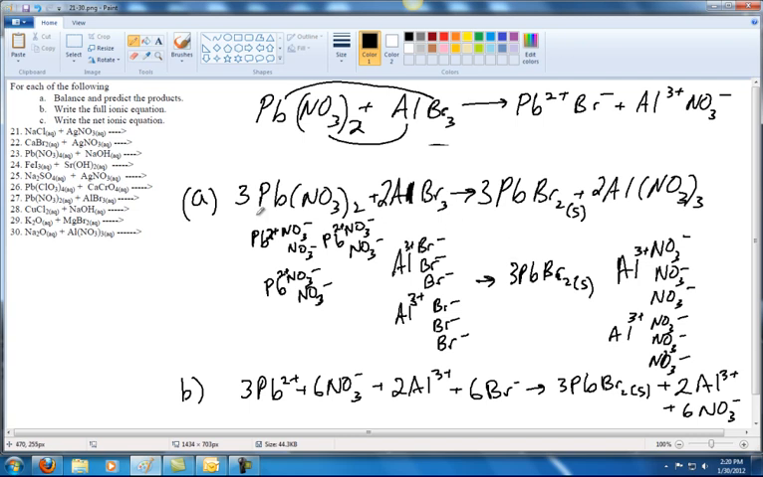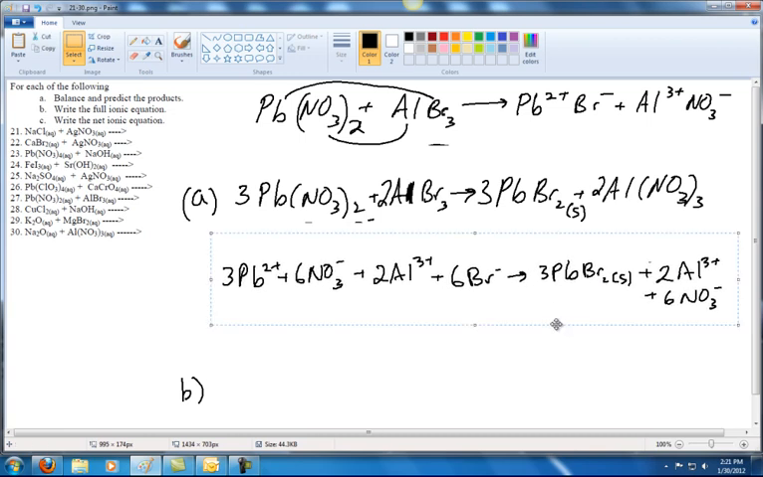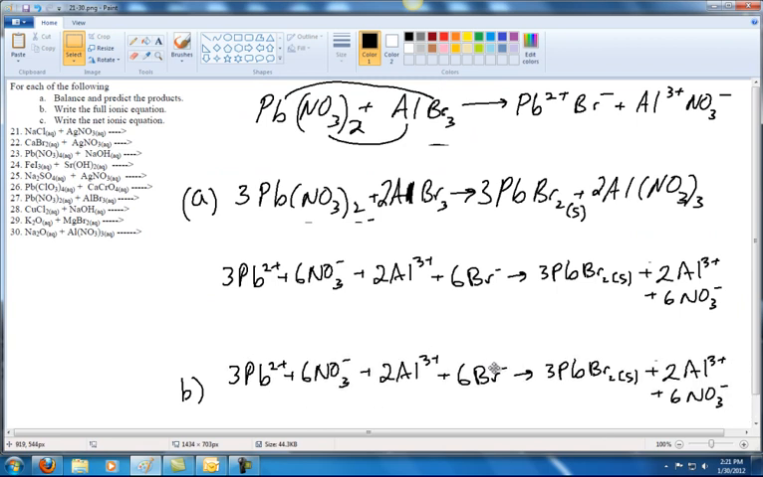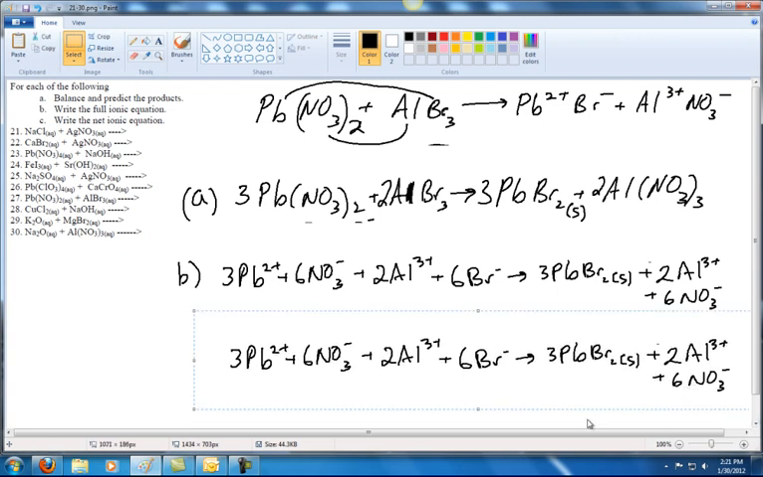What I'm going to do is just go ahead and delete this, and I'll copy this for the next part. And this would be for part C now. And what we're going to do is we're going to do the net ionic equation. And I'm going to chop out anything that's exactly the same on both sides. And we're just going to end up with the reaction that forms a solid.